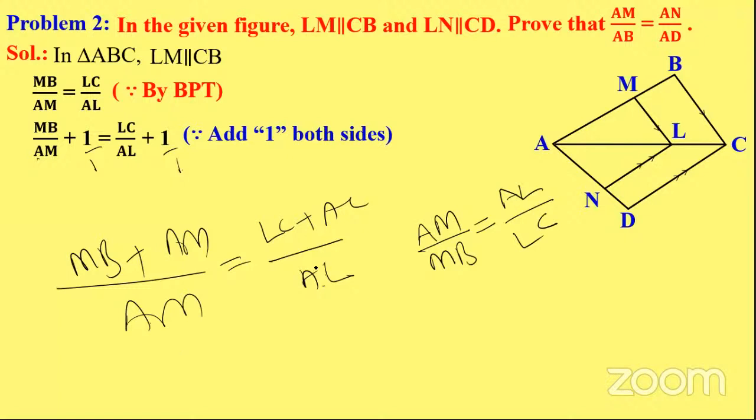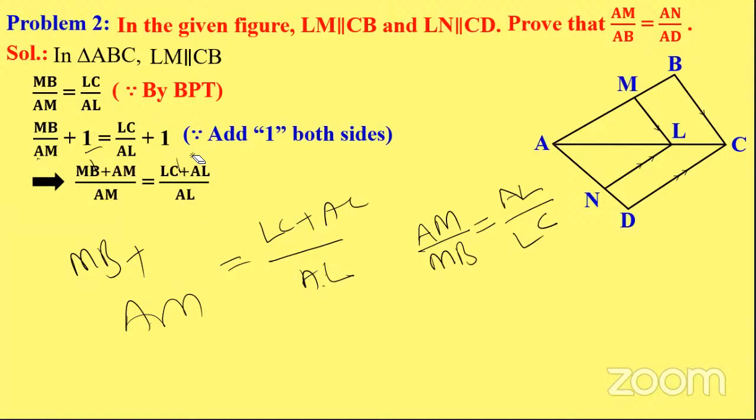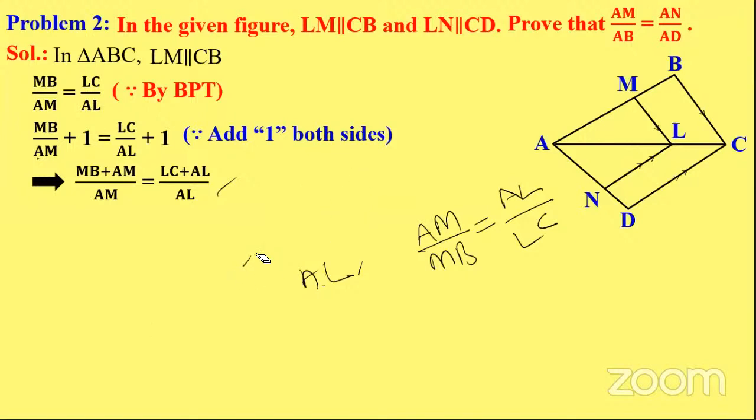MB plus AM by AM, LC plus AL by AL. We got the same. Let us check: MB plus AM by AM, LC plus AL by AL. So the same is there on RHS and LHS. So this is by doing LCM. Okay, right. Now one minute, move to the picture.